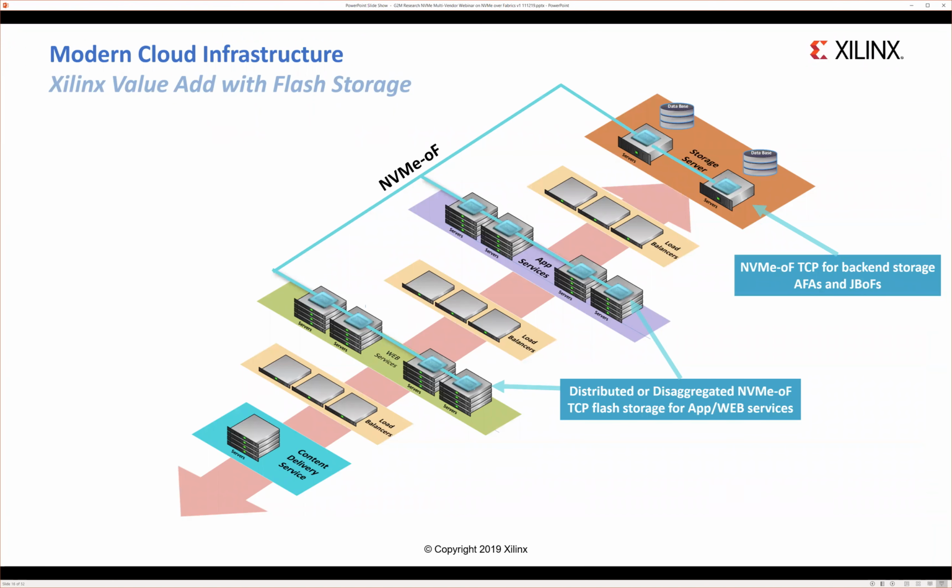So if I look at modern cloud infrastructure, this is a standard depiction of a cloud infrastructure. You've got your CDN on the front, your web tier, your application tier, and your backend storage. And the use cases that you and Rob have already highlighted: you've got distributed or disaggregated storage, which can be running in any of the web or application tiers. And then in the back end, you can be running all flash arrays or JBOFs. There are different variations within these tiers, but these are the different locations where one might be running NVMe-oF.